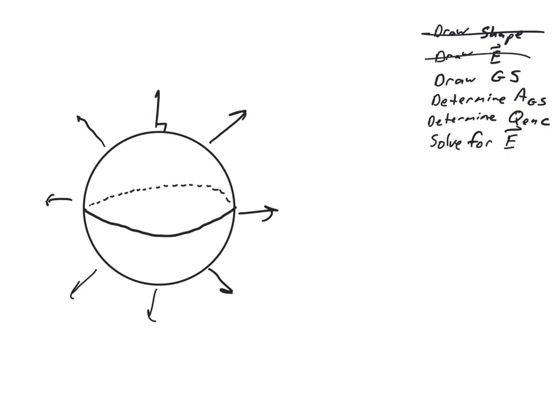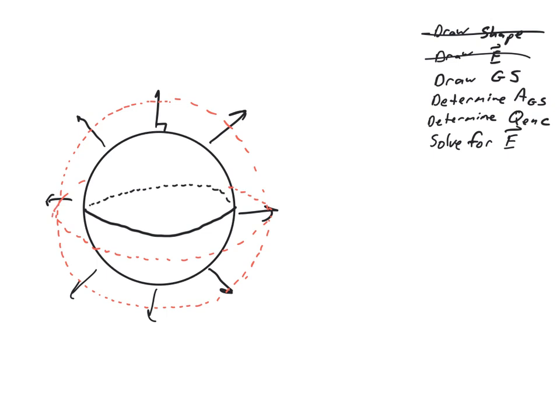Gaussian surface. The Gaussian surface needs to enclose the charge in question. So here's my Gaussian surface. It is a sphere larger than the actual sphere.